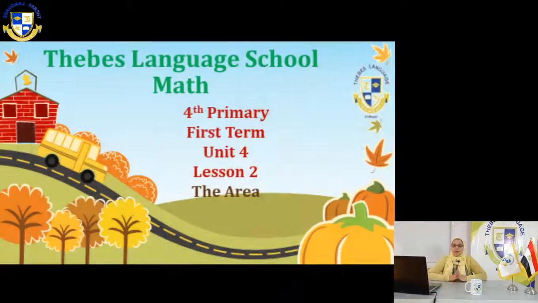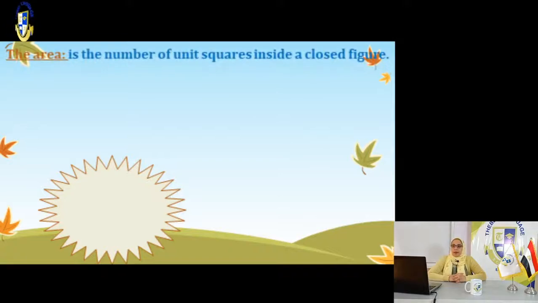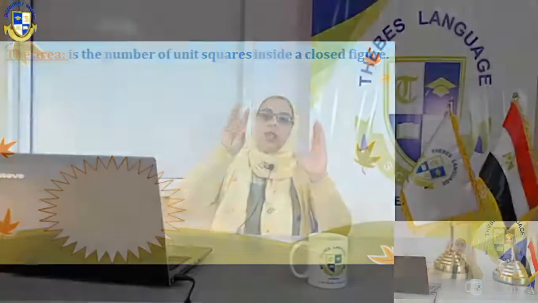Today, we have a new lesson, which is the area. At first, what is the meaning of the area? Area is the number of unit squares inside a closed figure or a closed shape. If we have a closed shape, the area means how many unit squares are inside it.